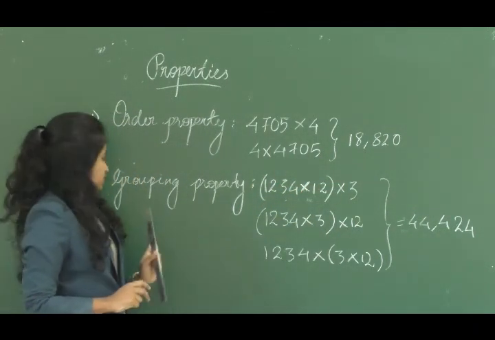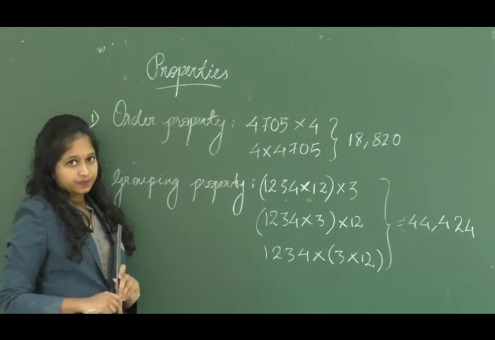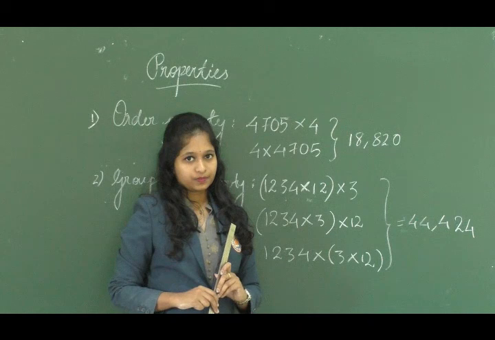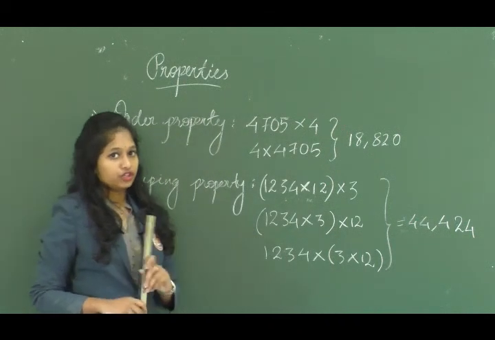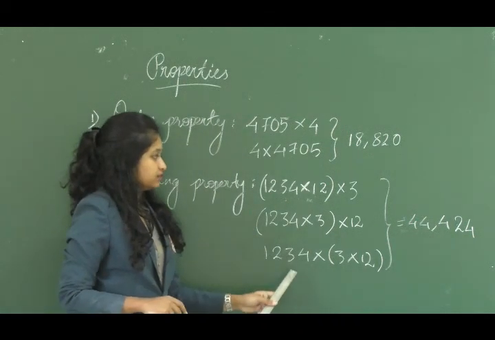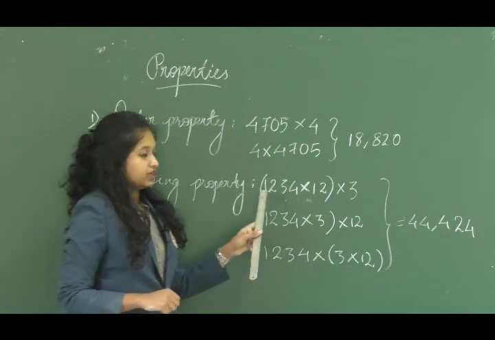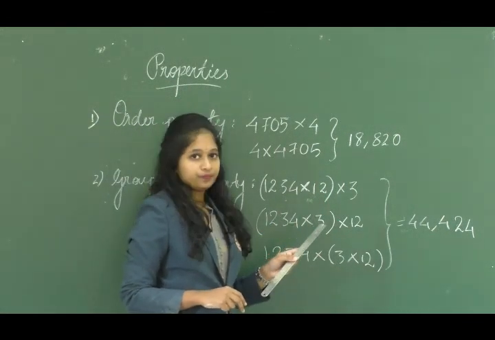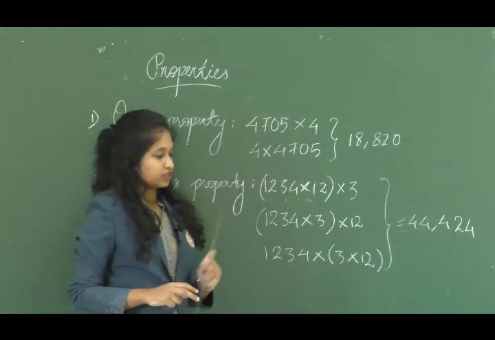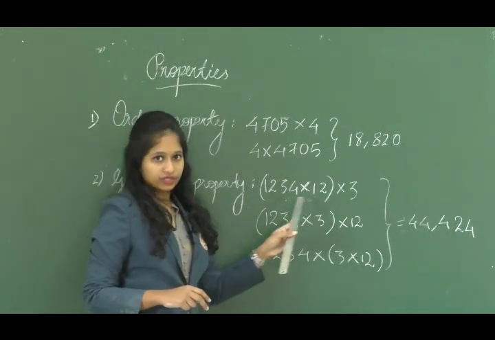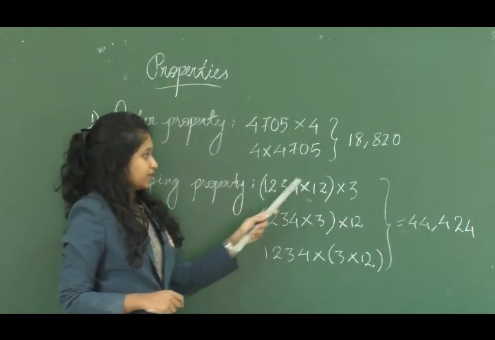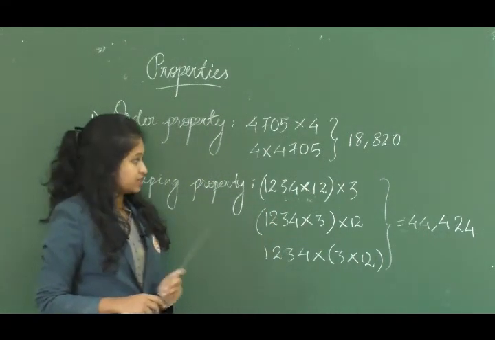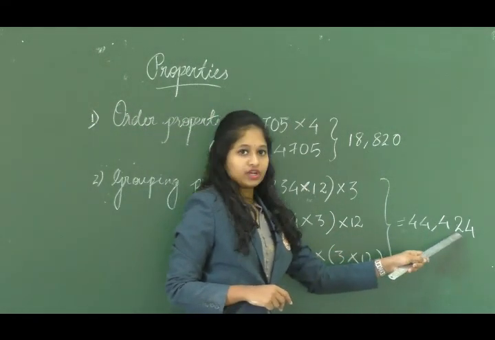The second property is grouping property. That is, if we have 3 numbers, in whatever way we group, we get the same answer. Here I have 1,234 into 12 into 3. First multiply both these numbers and then multiply that answer with 3. You will get the product as 44,424.